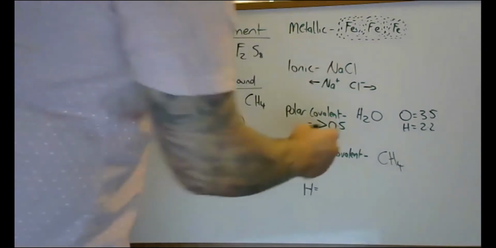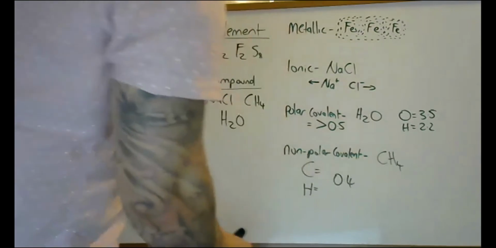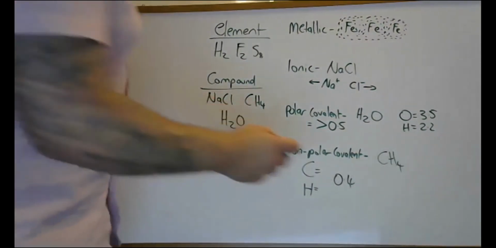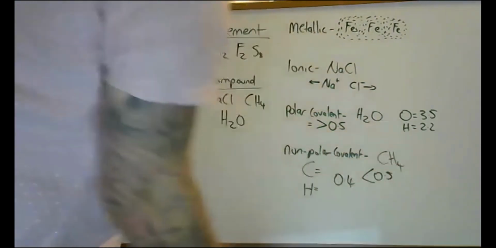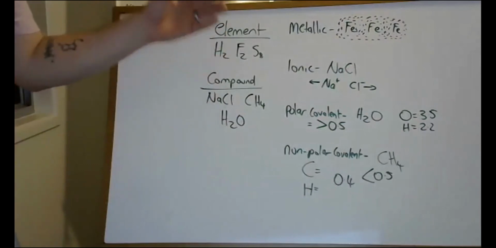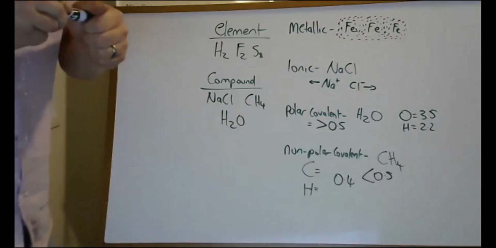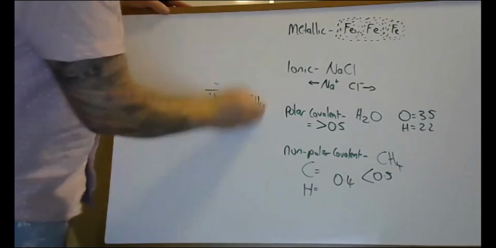I can't remember what the exact numbers are, but the difference is 0.4. So the number is less than 0.5. So it's a non-polar bond. Now, what does this mean?